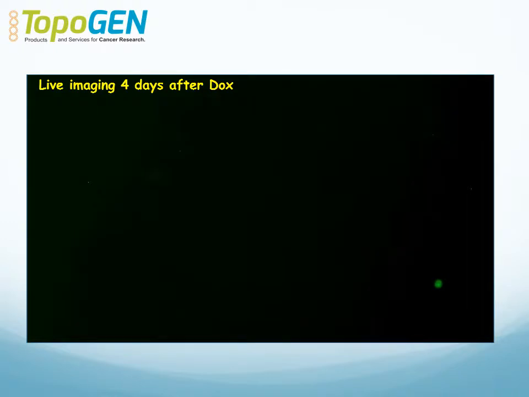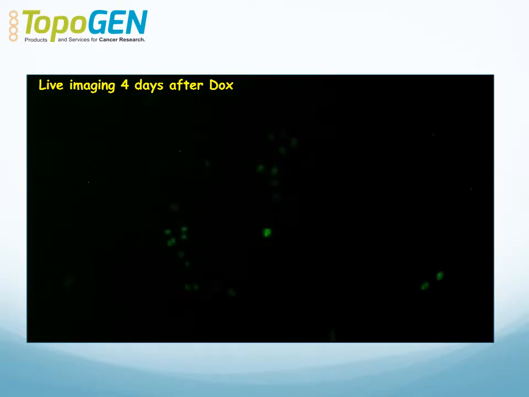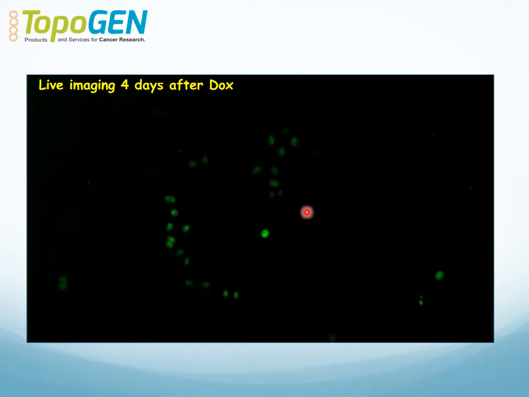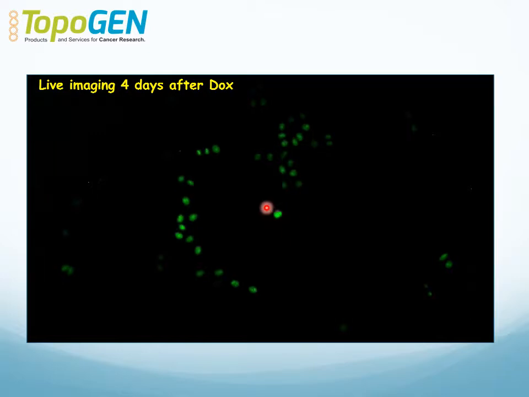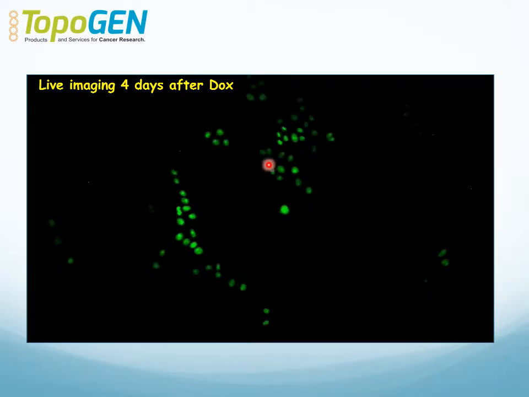Now I'd like to show you a real quick live imaging 4 days after induction of a double-strand break, and you can really see what happens when the cells turn on and become GFP positive. And you'll notice that there are differences. Here you see individual clones coming online through live imaging, and you can see that some express relatively high levels of GFP while others express low levels of GFP.